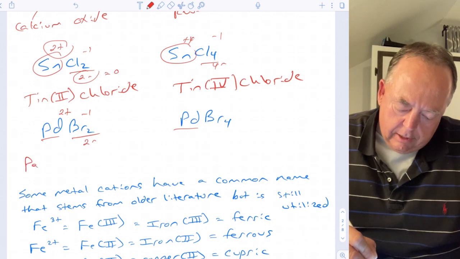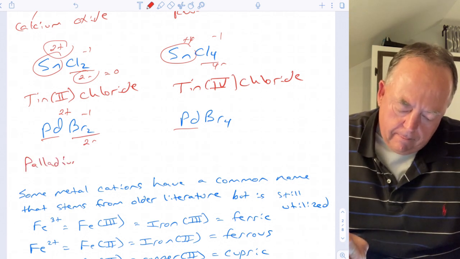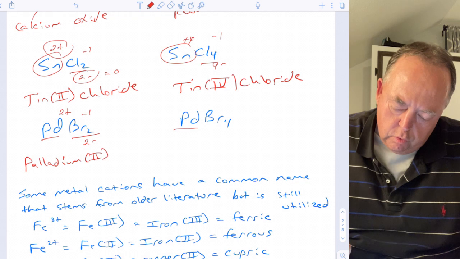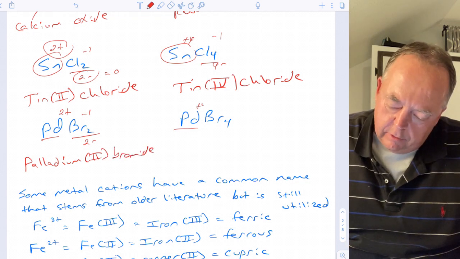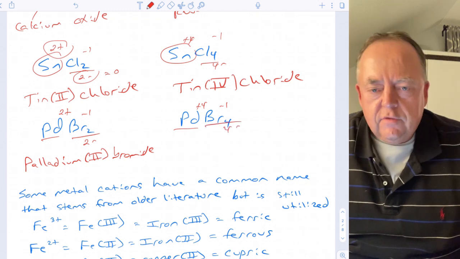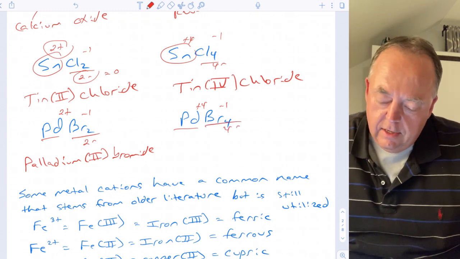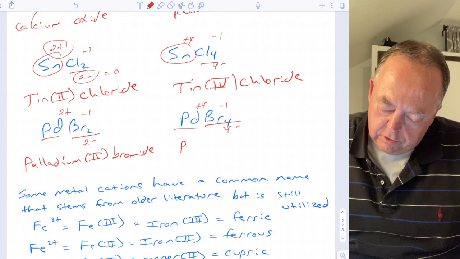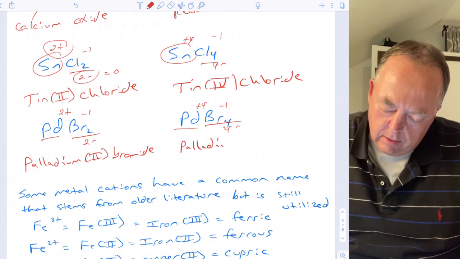So this would be palladium(II) bromide. And in this case, palladium would have to be +4, right? Since there's 4 bromines that are -1, then palladium must be +4, so this would be palladium(IV) bromide.